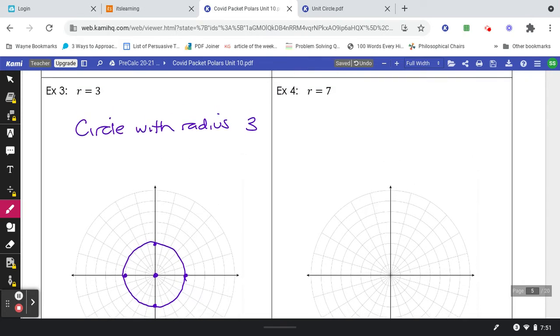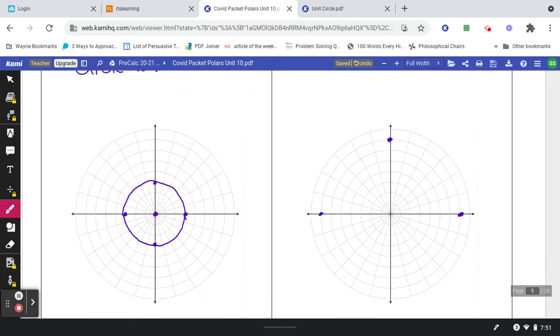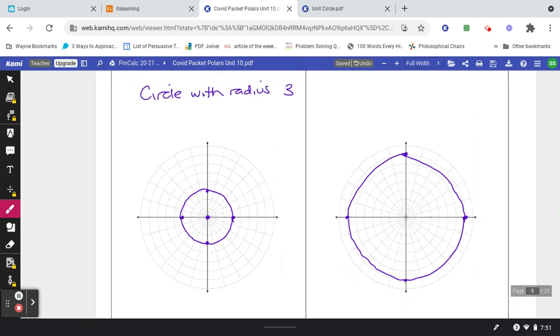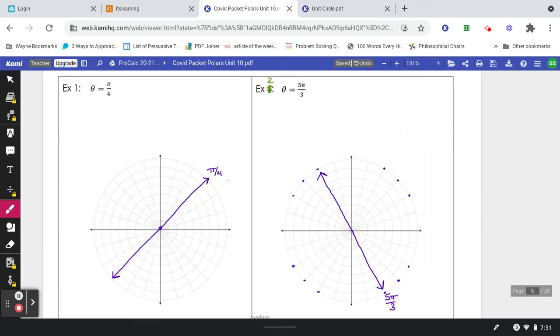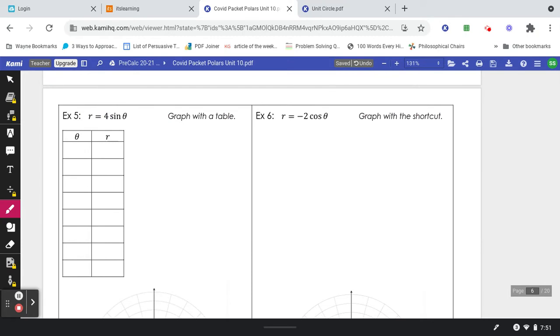And then same thing on example number 4. This one has a radius of 7, so you count all the way out to 7 in each direction. And then you just try your best to draw that circle. Okay, so those two things are pretty straightforward. Again, just drawing the line or drawing the circle. The next thing we have gets just slightly more complicated.